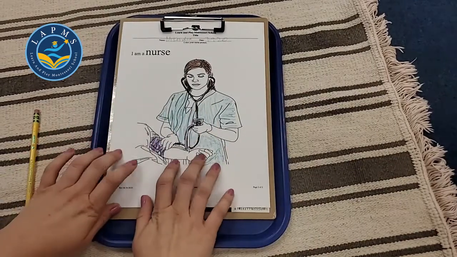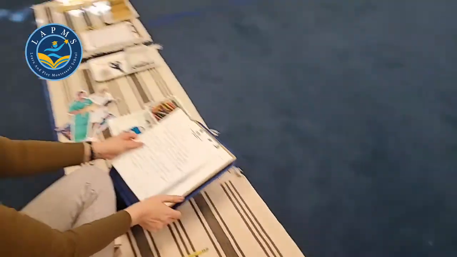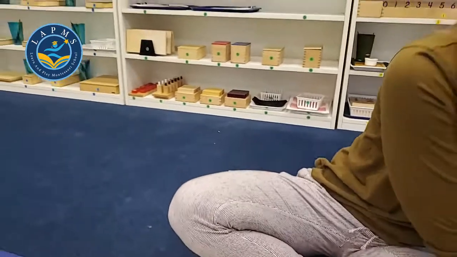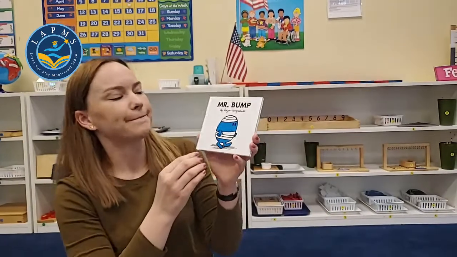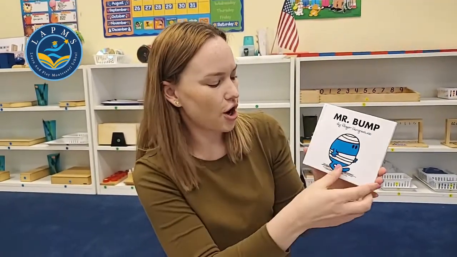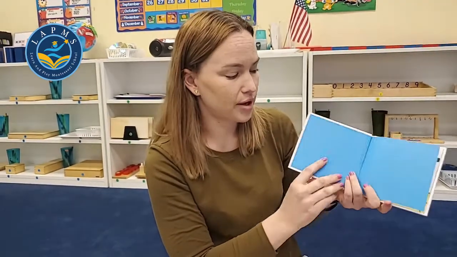So I have a really funny book I want to share with you. And it is about a character that maybe he's going to need to go to the doctor. Maybe he's going to need to go to the nurse. We're going to have to find out. Okay? This is called Mr. Bump by Roger Hargreaves. Okay? All right, let's see what happens to Mr. Bump.